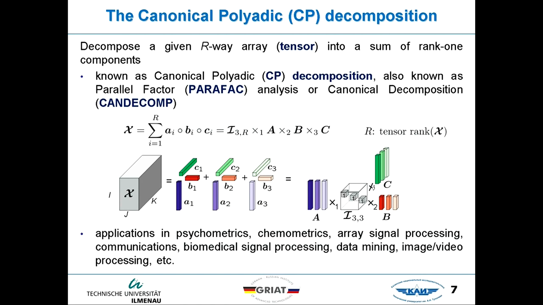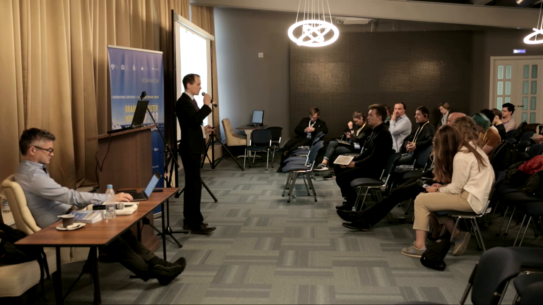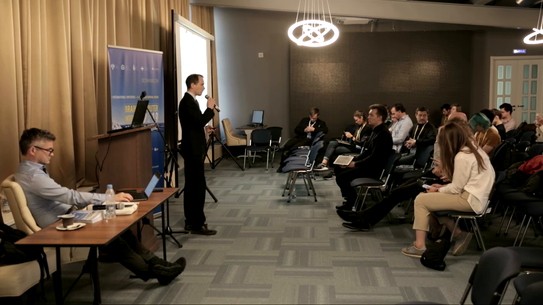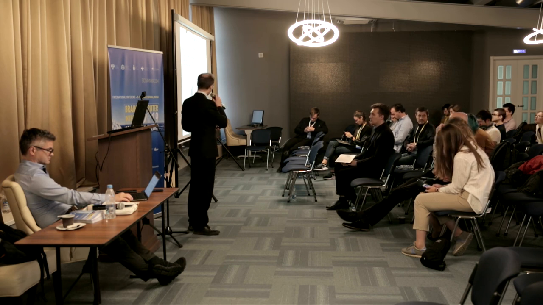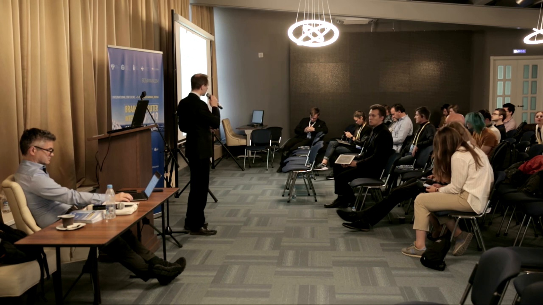For example, canonical polyadic decomposition can decompose a multidimensional array into a sum of independent vectors and an identity tensor. Another type of decomposition is Tucker decomposition, and this kind of decomposition decomposes a multidimensional array into a core tensor S and matrices U that include unitary vectors.